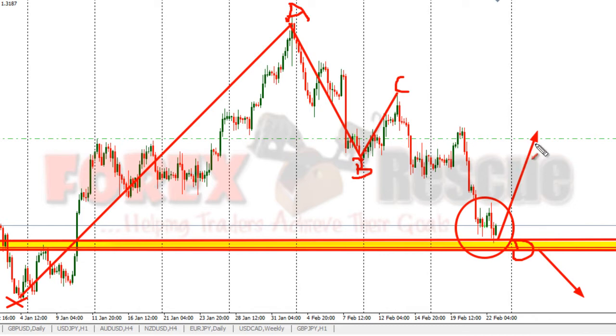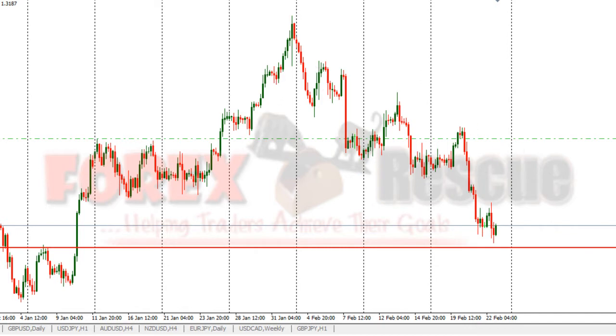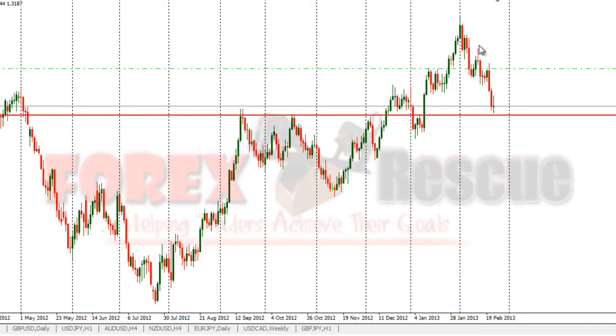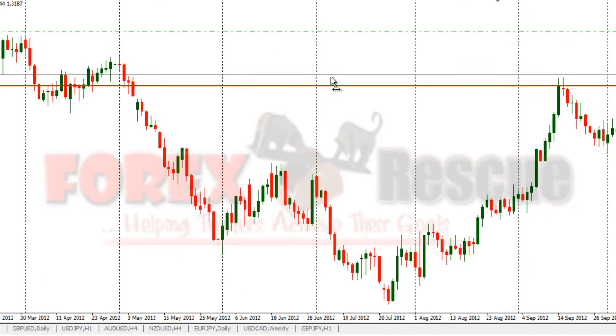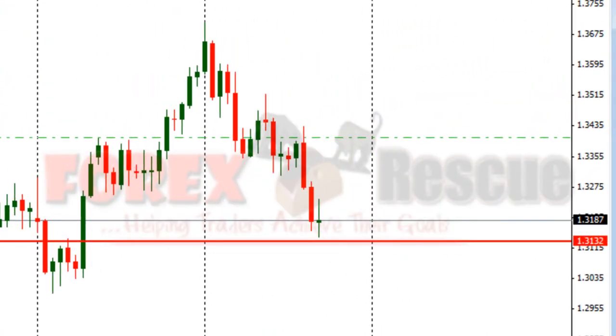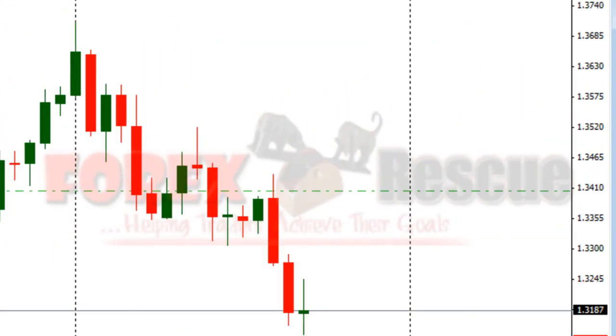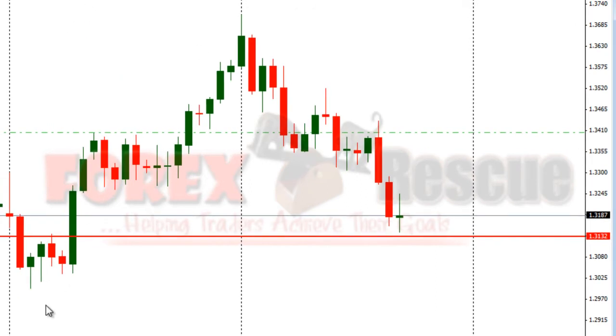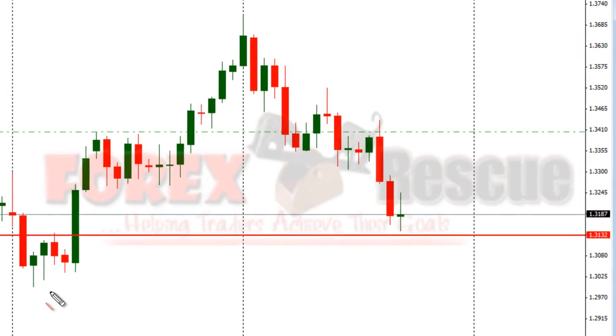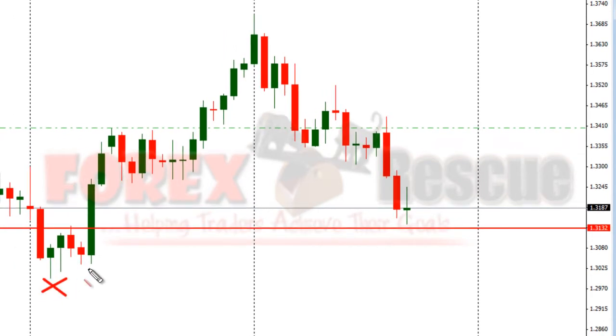Now, if you go to your daily time frame, you also see the formation of this ideal bullish Gartley pattern. Let me enlarge it so that you see what I'm talking about. So, this is point X. This area is called point X. This is point A. Now, connecting them together, this is what we call the XA leg.